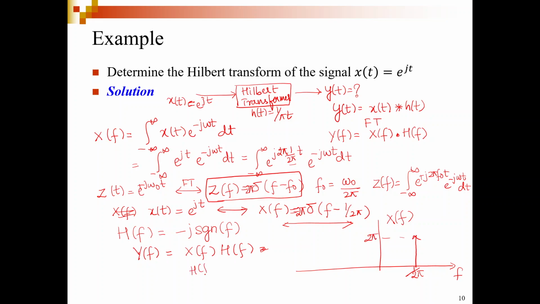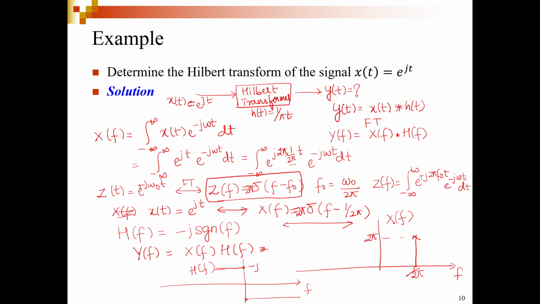Whereas the H of f, if you plot it for all the frequencies, you will see for the negative frequencies the amplitude will be plus pi by 2, and for the positive frequencies the amplitude is going to be minus pi by 2, which can be written as something like this. That is in the phase representation.